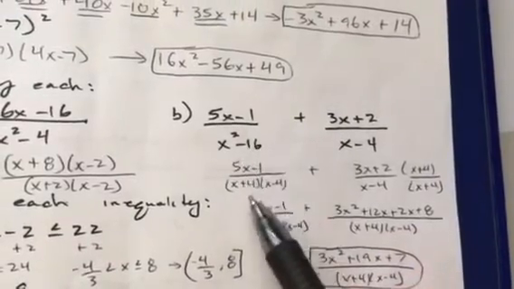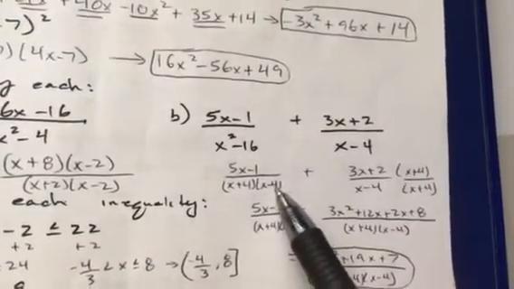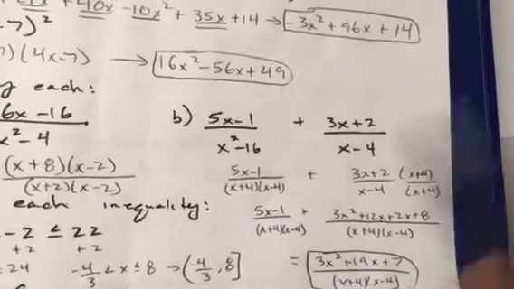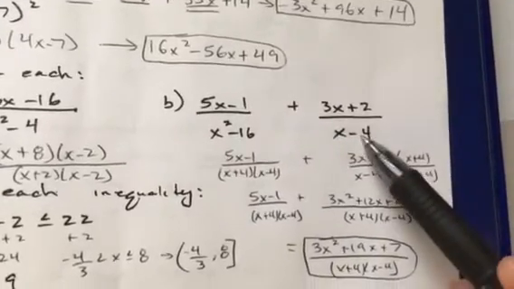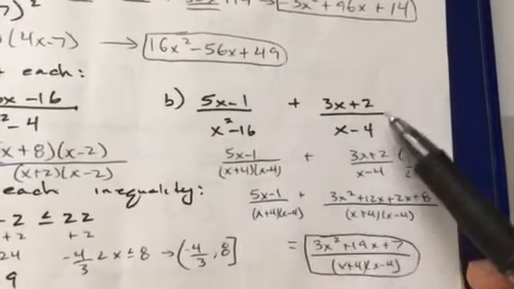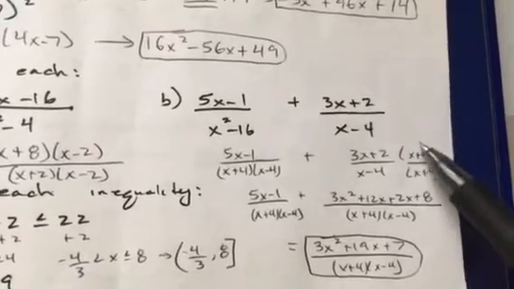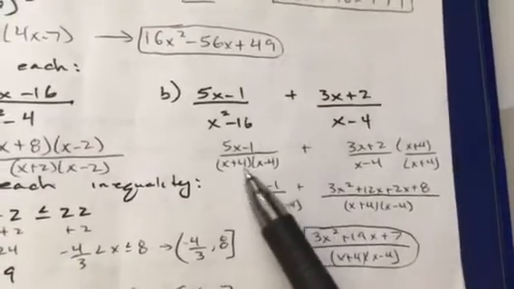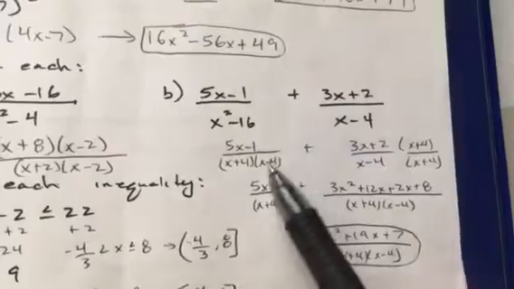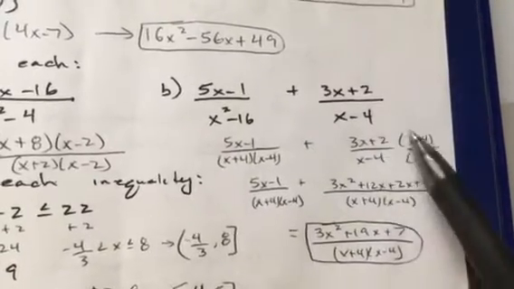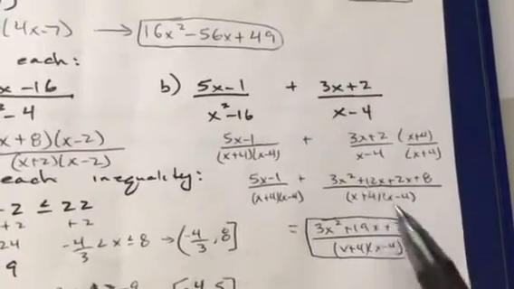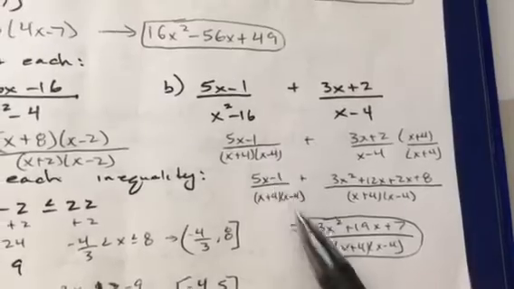Factor out the denominator here, x minus 4, x plus 4. In order to add or subtract fractions, you need the exact same denominator. This guy has the x minus 4, but it needs up top and down below the x plus 4. Now both fractions have the x plus 4 and the x minus 4. Just FOIL here, and then combine like terms with the left side, and this is your answer.